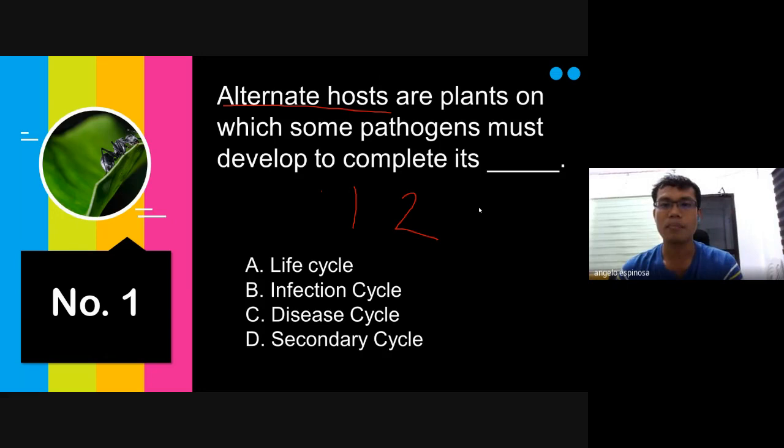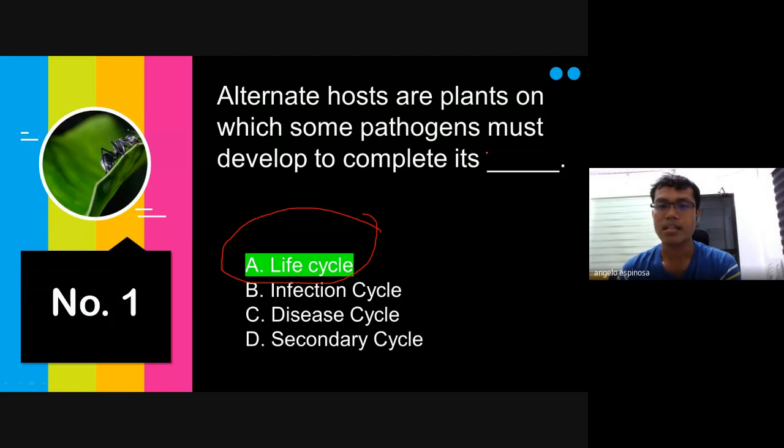Okay, so alternate hosts are plants on which some pathogens must develop to complete its blank. Ano yung magdevelop sa pathogen? So we need to understand the question. Some of the pathogens must develop to complete its blank. Ano yung nagde-develop sa kanya? So the correct answer for number one is letter A, life cycle. Kasi yung nagde-develop sa kanya is life cycle, hindi infection cycle.